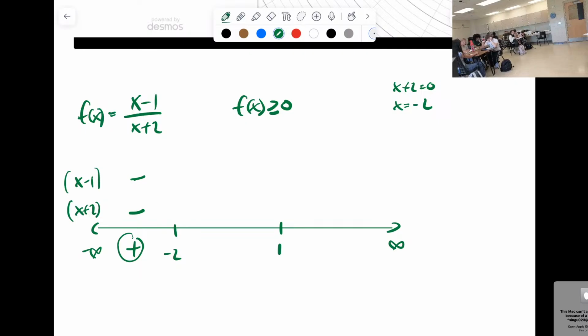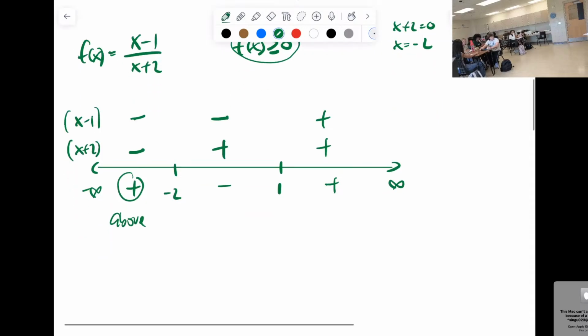And from -2 to 1, I will plug in what? 0. So it's going to be negative, positive. If I plug in 3, that's going to be positive, positive, positive, negative. So this means they are above 0 and this above 0. So you want it above 0. So it'll be -infinity to -2, and there's a reason why I don't include endpoints, and then 1 to infinity.